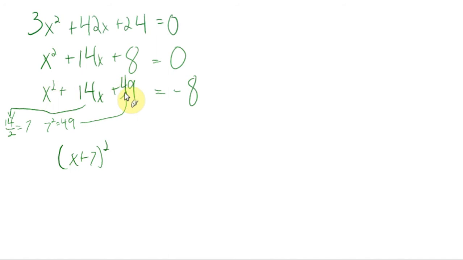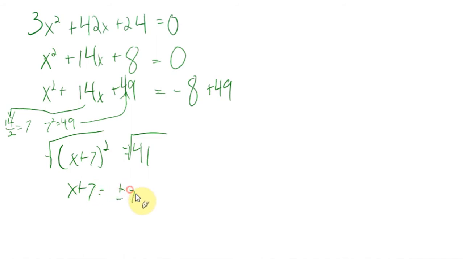But let's not forget we've added 49 to this side. And if we add something to one side, we have to do it to the other. So let's add 49 to this side. So that'll come out to be 41. Negative 8 plus 49 is 41. We take the square root of both sides. So you get x plus 7 equals plus or minus the square root of 41. And subtract 7 from both sides. And there we go. Those are the answers. As odd as they seem, those are the answers.